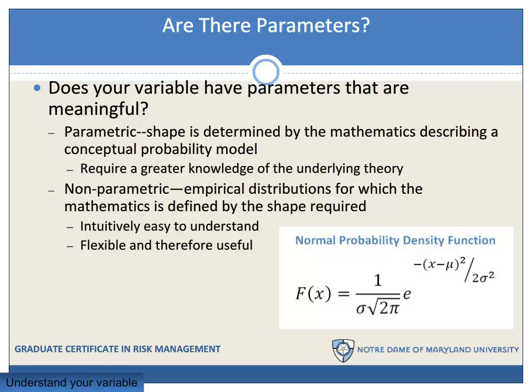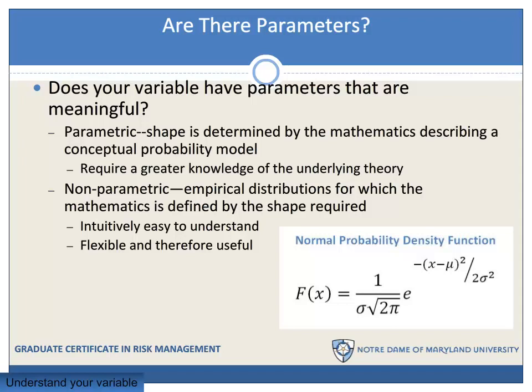With the parametric variable, the shape of the distribution is determined by the mathematics that describe a conceptual probability model. So in other words, I have some data that happen to be described by that function that you're looking at here. And that's just one function. But that's a function where the parameters really determine the shape of the bell distribution. There would be other density functions that would have parameters as well. The exponential, log logistic, and many others.